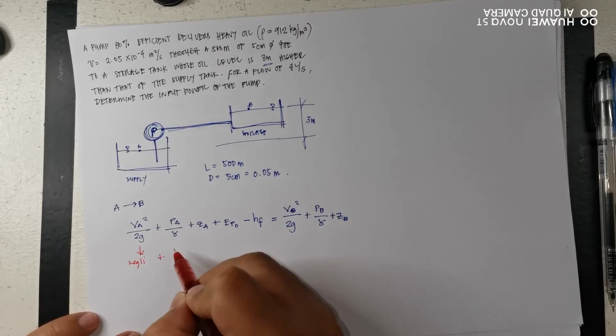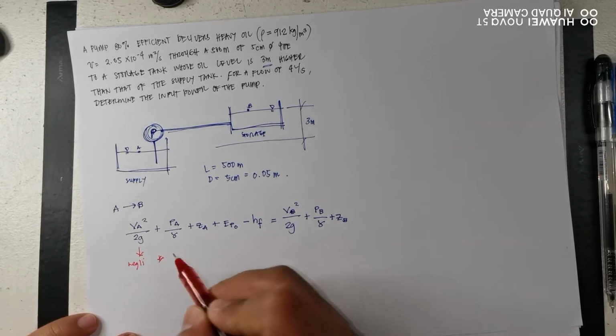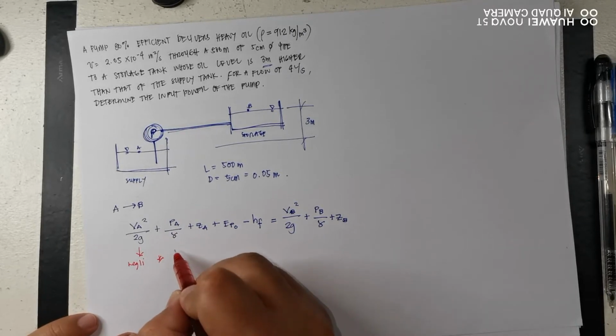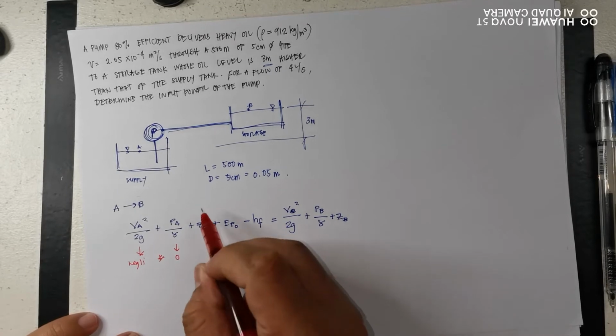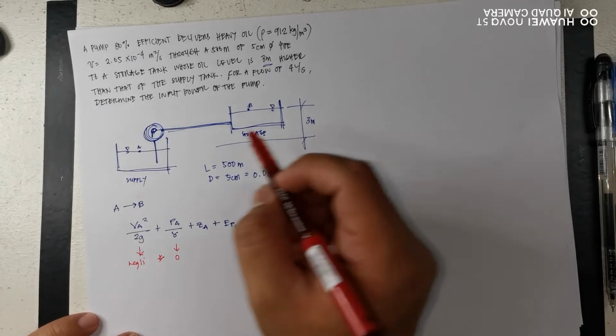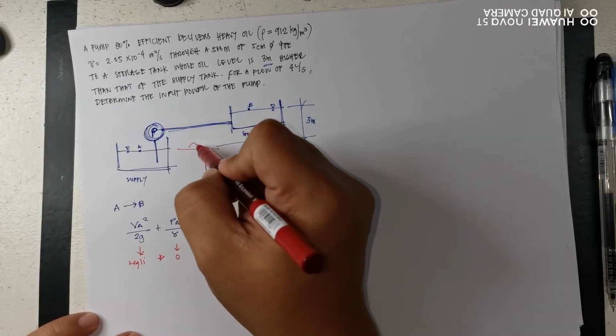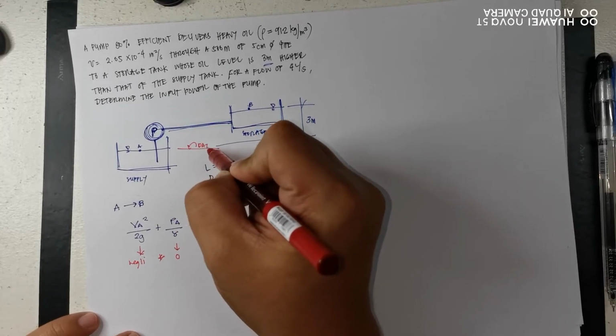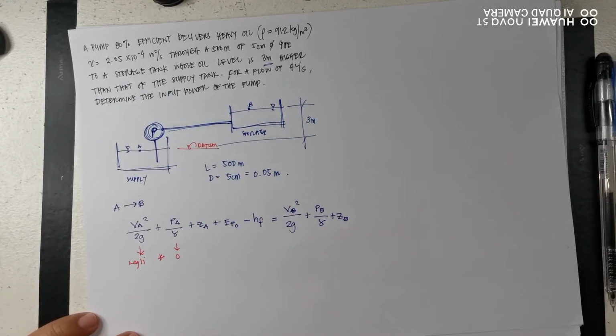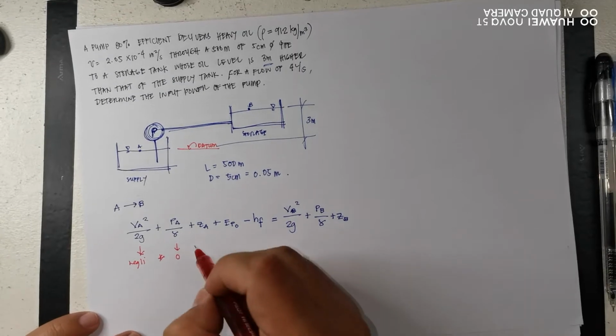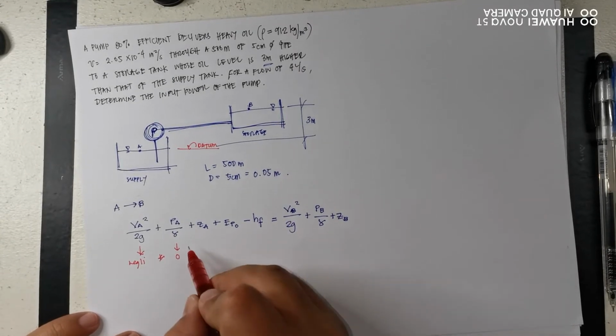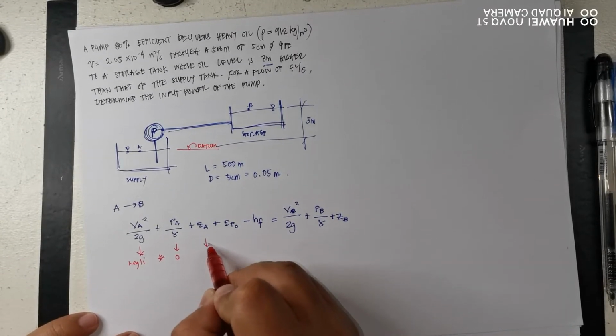Plus PA, since exposure sa atmosphere, the value of this will be 0. Then ZA, so pwede naman natin establish na itong elevation A na to as datum para mas madali na yung ating computation. So wala namang problem doon. So ZA will be 0.